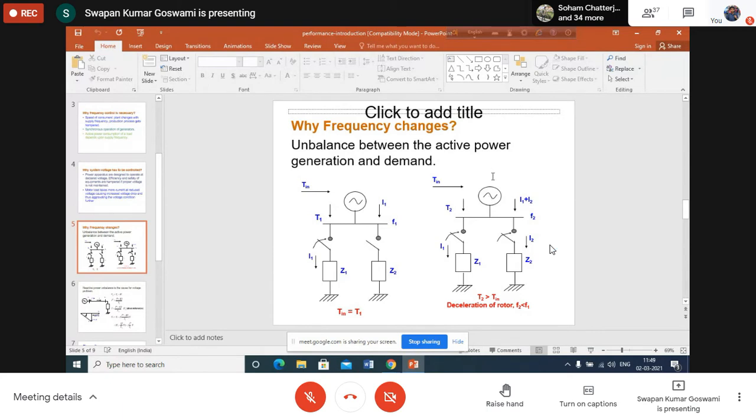And why is this frequency increasing? Because the active power input to the generator is now more than the active power output from the generator. So we can say that the basic reason for the variation in frequency is the unbalance between the active power input and active power output of the generator.